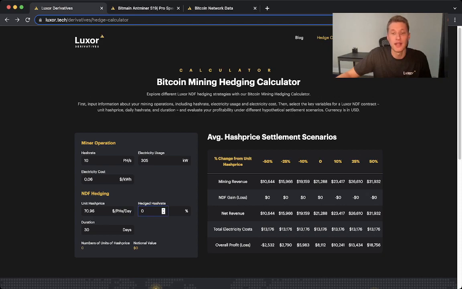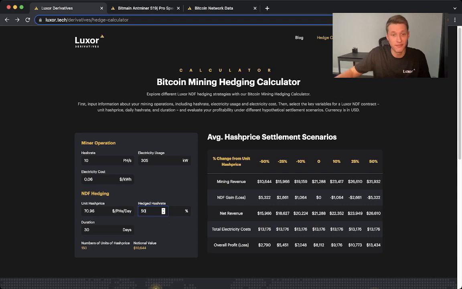So now we're going to input a percentage of our hash rate that we wish to hedge at that $70.96 value. So let's input 50% here. So now what you see is the same mining revenue in the top line, but a gain or loss associated with Luxor's hash price NDF. And so because this is a hedge, when the value of hash price rises, a miner will experience a loss on the NDF contract. However, when hash price falls, the miner will experience a profit, which can be seen in this line here. Now, our net revenue number has changed.